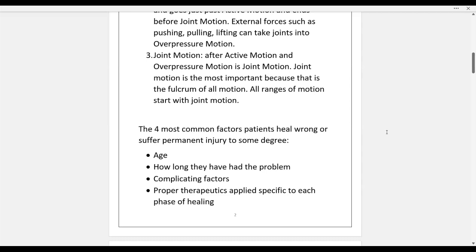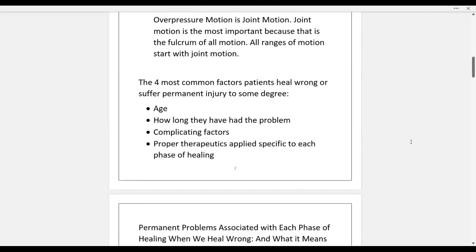Okay, so let's go down here to four most common factors. Patients. So these are the four most common factors. Patients heal wrong or suffer permanent injury to some degree. So what would be the reasons why patients would suffer permanent problems? Well, age. We don't heal as well as we age. There's more type 3 collagen.